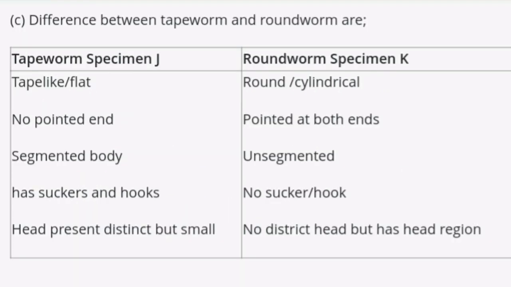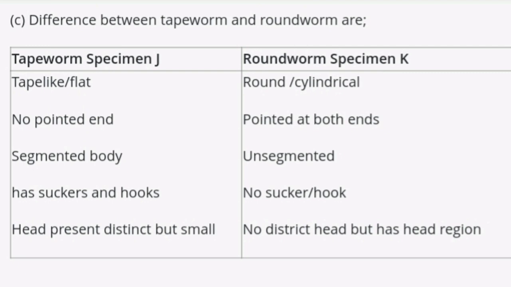Now, what are the differences between tapeworm and roundworm? Tapeworm is tape-like, just like the name. Tape-like is flat, like a tape that is very long. But roundworm is round or cylindrical, so it has a diameter. It's not flat. Tapeworm also has no pointed end, but looking at the picture of roundworm, you see it has pointed ends. And then tapeworm has a segmented body.